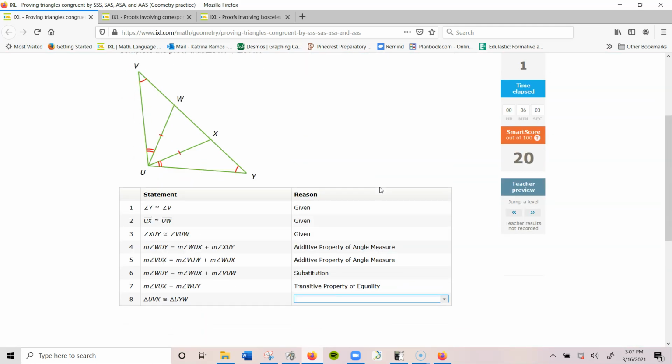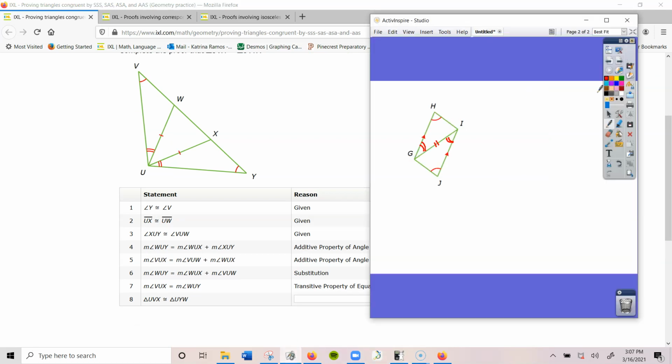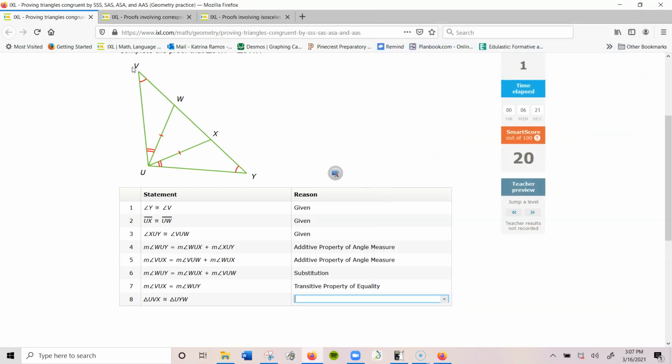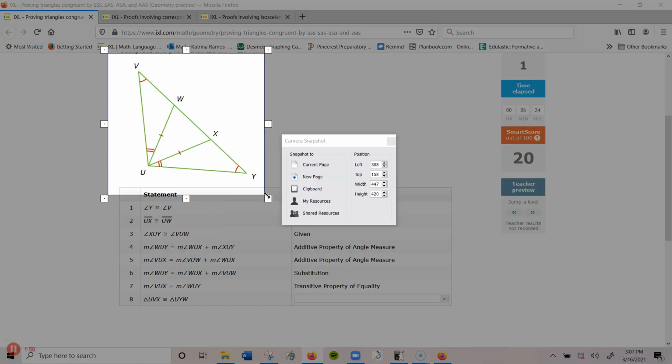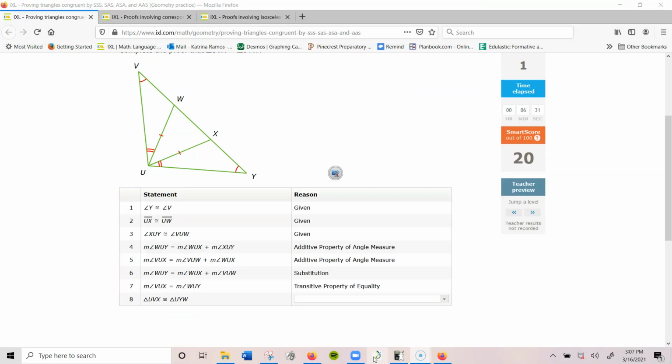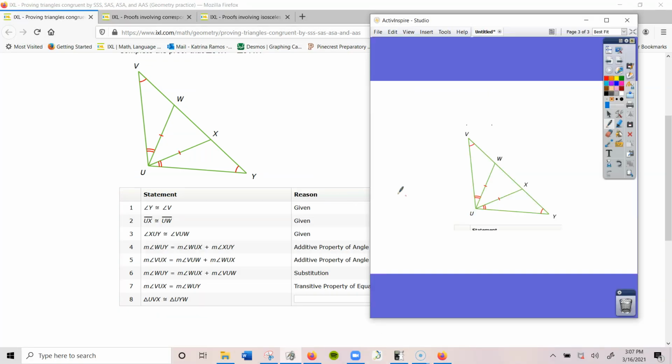Okay, let's complete this proof now. Let me just go ahead and copy that diagram, which is somewhere around here. Where is it? Here we go. Okay, so here's that diagram.